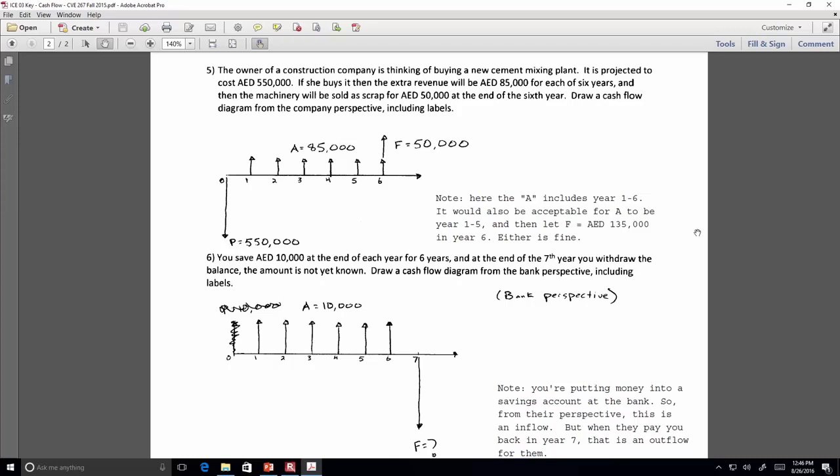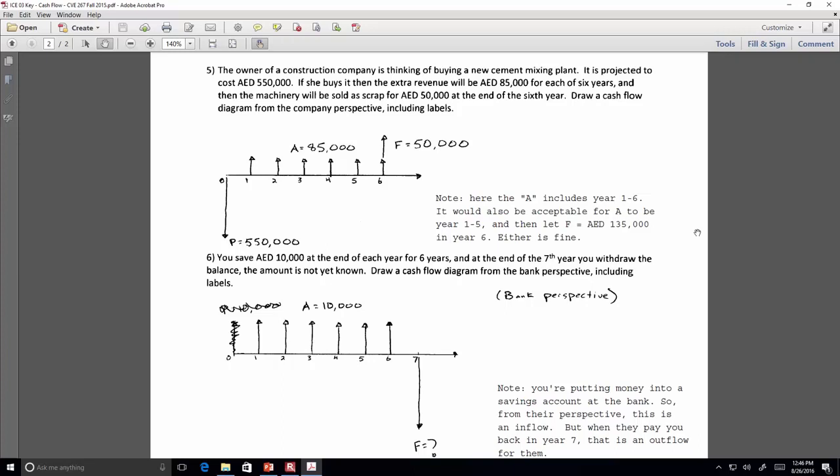Or you can also have the annual series only going years 1 through 5, and then a one-time F of 135,000. Both of those are acceptable, and you'll get the same amounts if you're converting from future amounts to present values and so on. So that's what I'm saying here in this typed in text, that the A, as I've drawn it, is in years 1 through 6. Does that make sense?